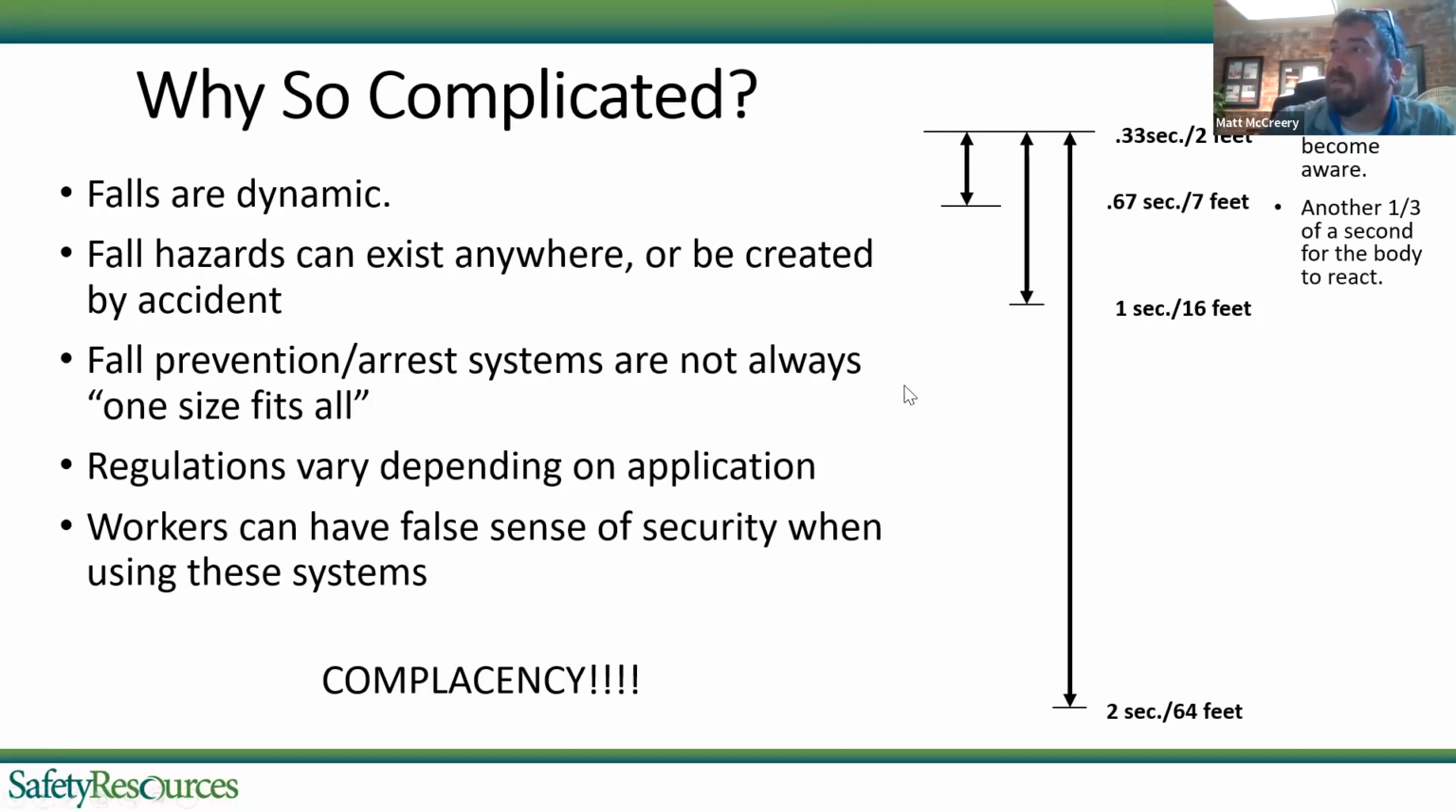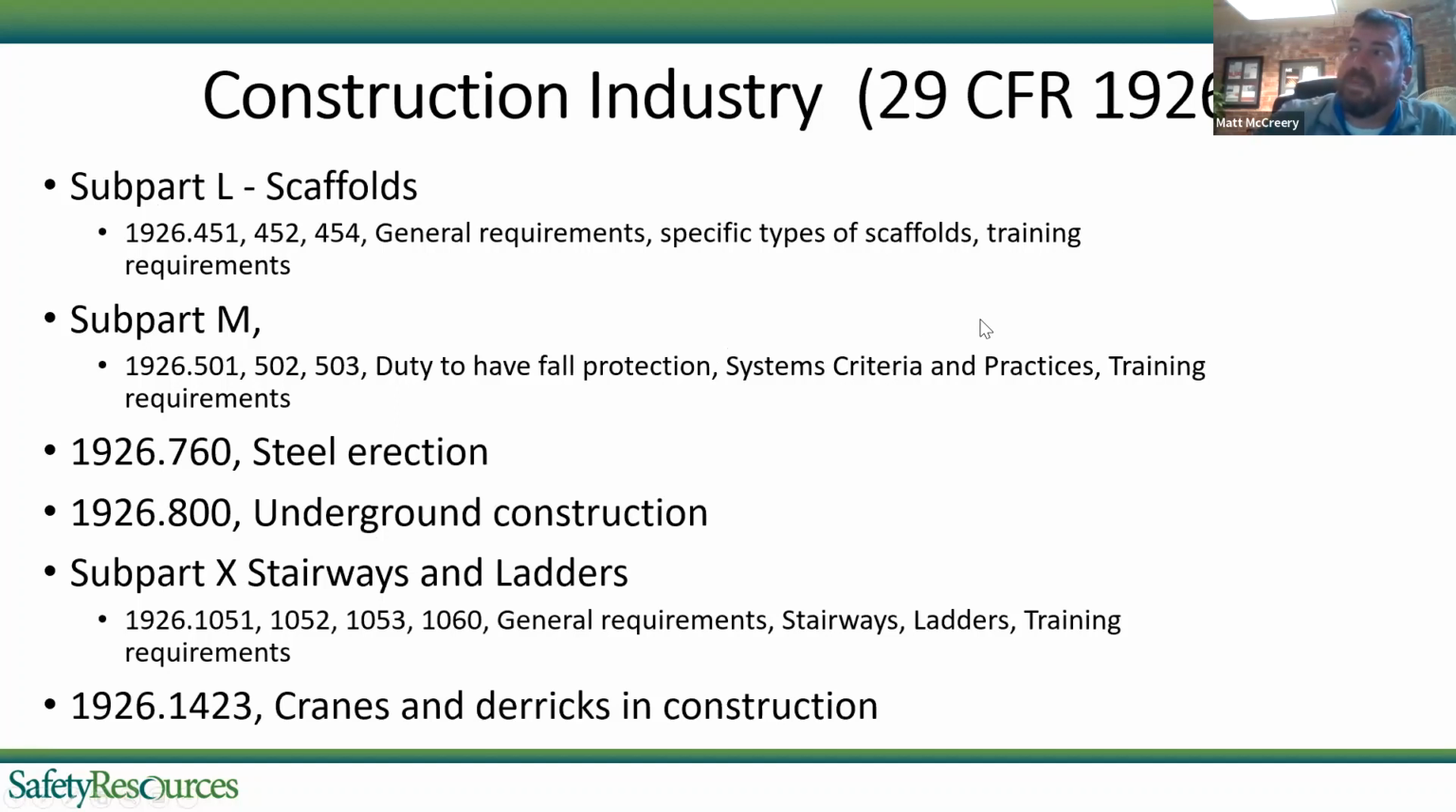So let's see here. 1926 fall protection covers a lot of different segments and industries, but Subpart M, 1926.501, is really where we're going to focus today. And really, we're not going to go through the standards at all, but I wanted to make that point. 1926.501 is where you're going to find all of your requirements, along with 502 and 503.